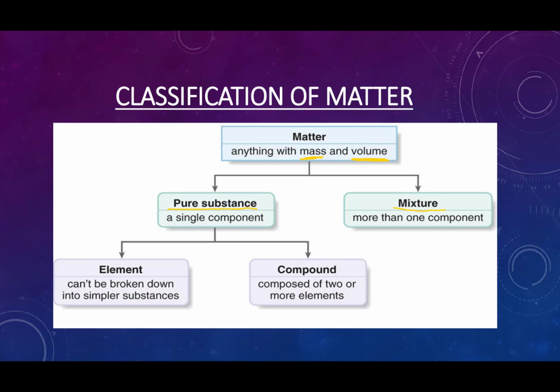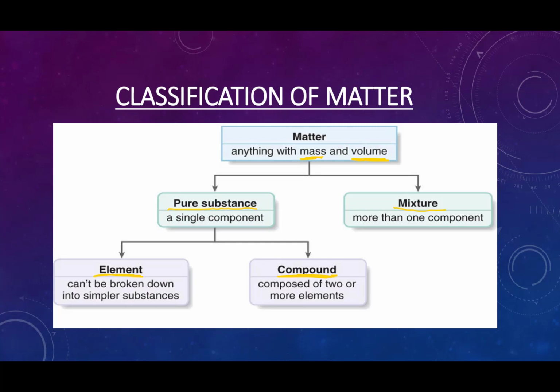Now, pure substances are classified into elements and compounds. Elements are just one thing, okay? It's just one atom, every single element on the periodic table. And you cannot break it down into any simpler substance because it's as simple as it gets. You cannot break it down anymore.